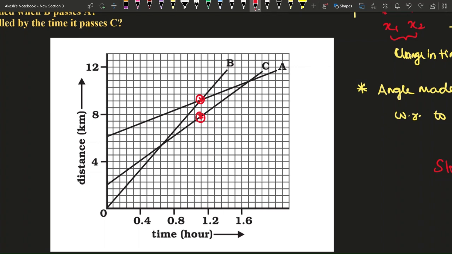When you consider the axis, the distance is given in the y-axis. There we have one division equal to 4 kilometer. One division is again divided into 1, 2, 3, 4, 5, 6, 7. That means one division is subdivided into 7 subdivisions. That means 4 kilometer is equal to 7 boxes. That means one box is equal to 4 by 7 kilometer.